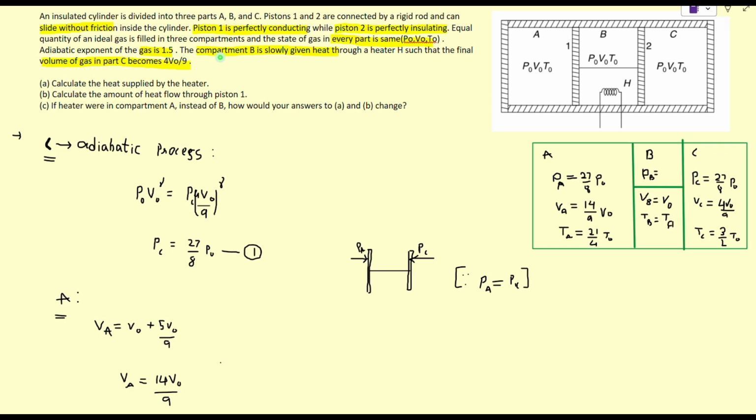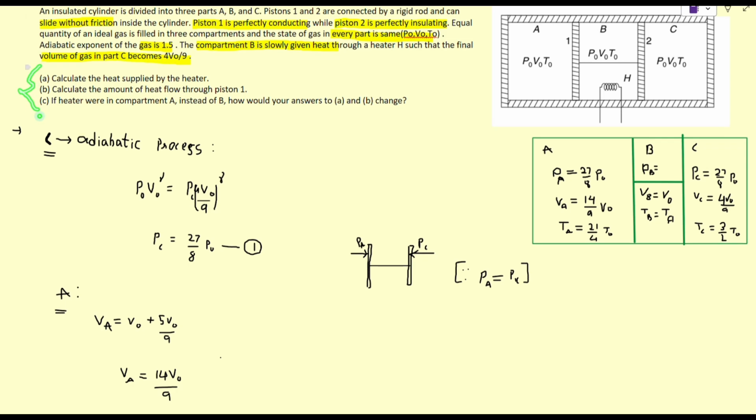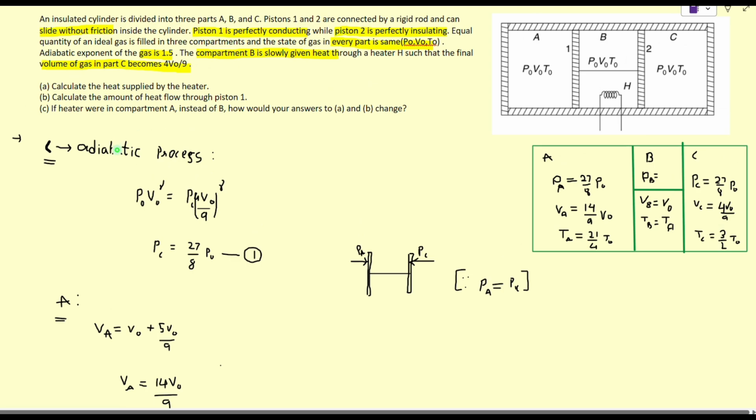Compartment A is slowly given heat through a heater H such that the final volume of the gas in part C becomes 4V0 by 9. We have to find these three parts. Alright, so first we find the final values of all these: pressure, volume, temperature.